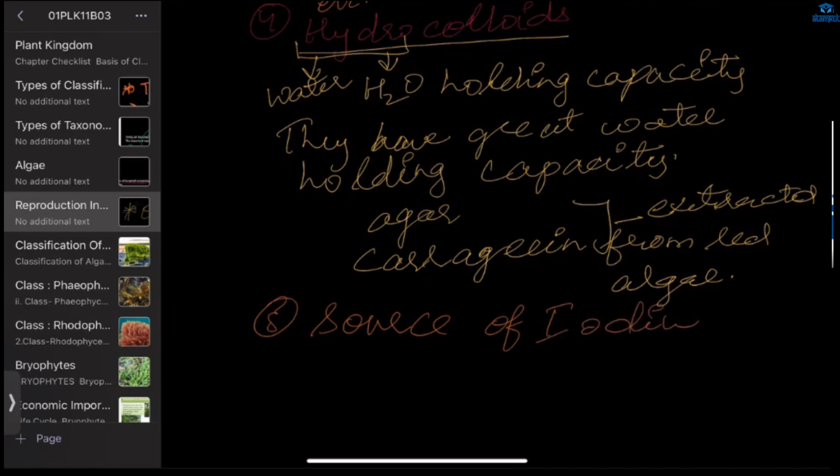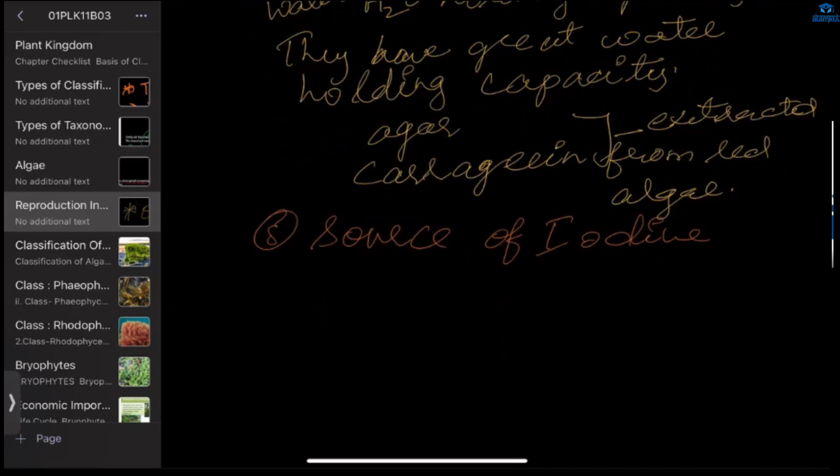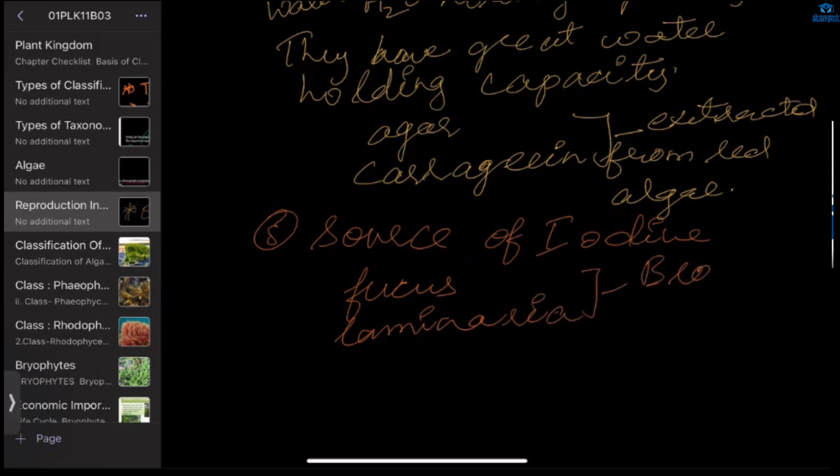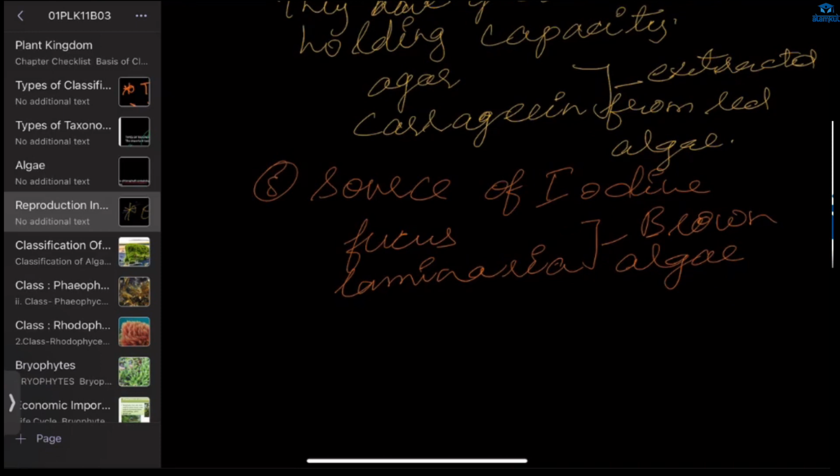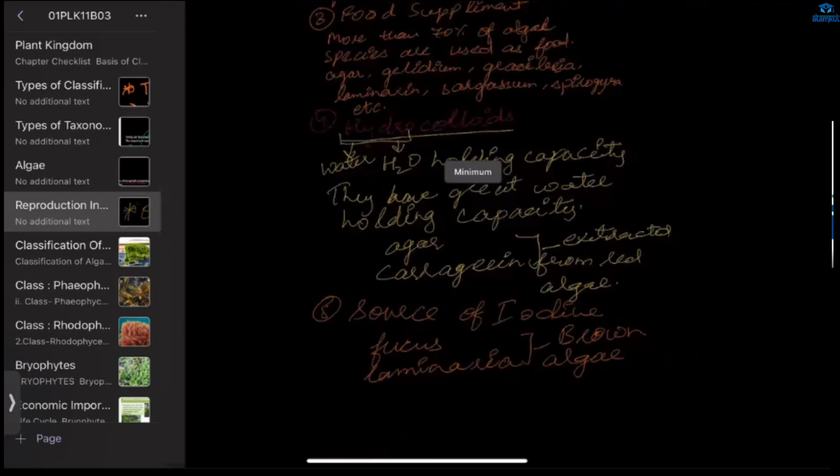So for those who have iodine deficiency, means how many diseases happen from iodine deficiency. So if we are using these algae like Fucus or we can say Laminaria also, these both are what, brown algae. So by eating brown algae, the deficiency of iodine source in the body, what happens? It gets reduced. Okay, so these are hold together.